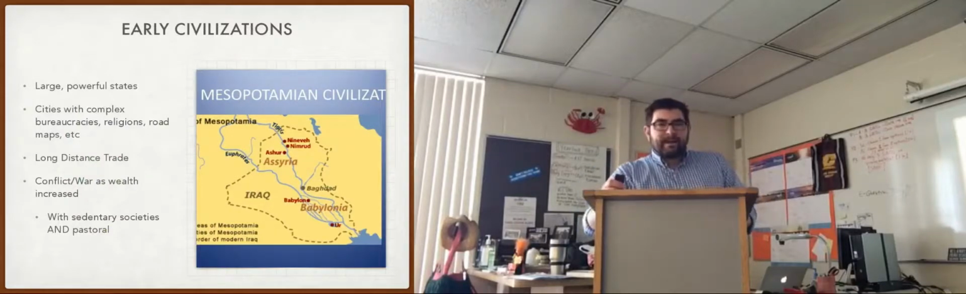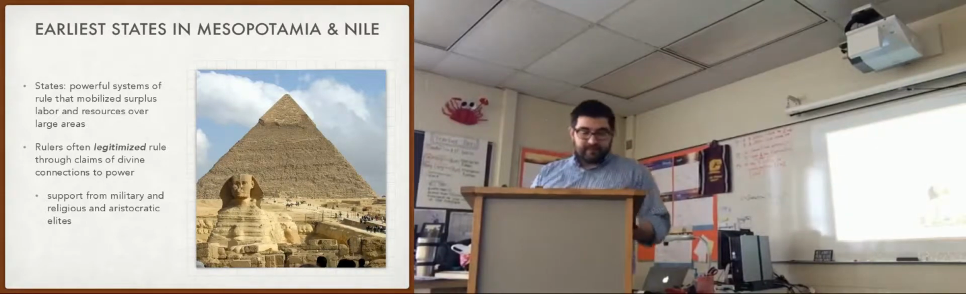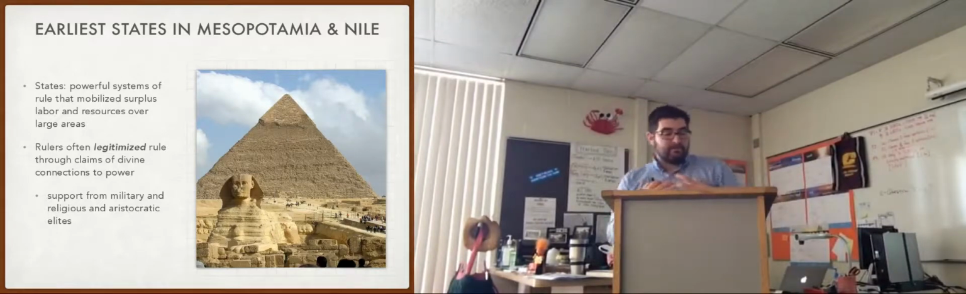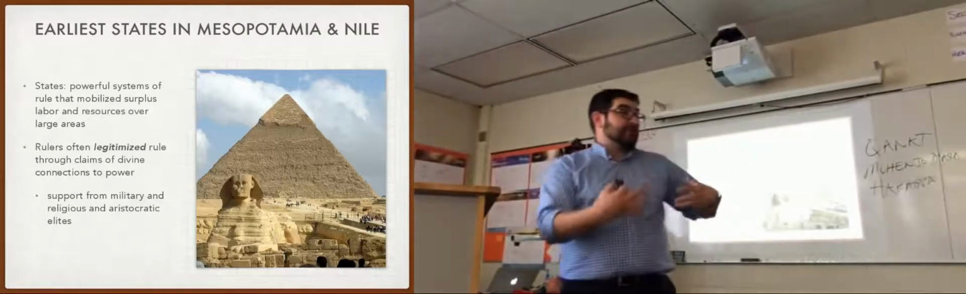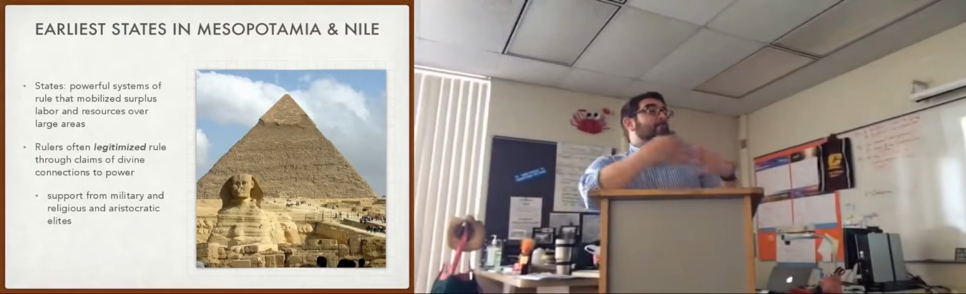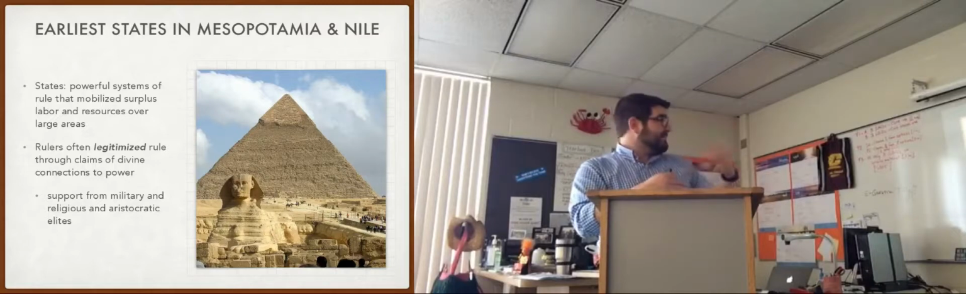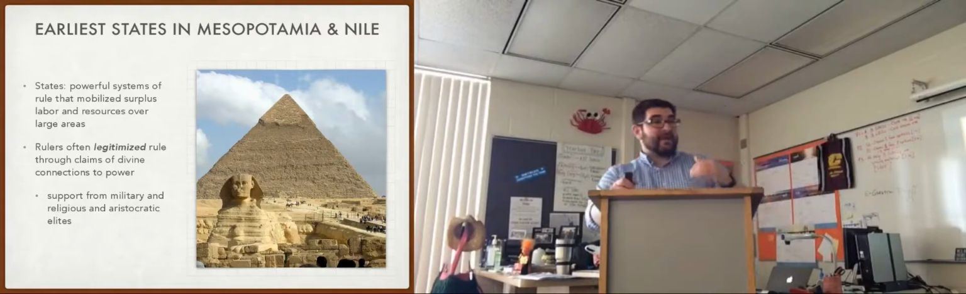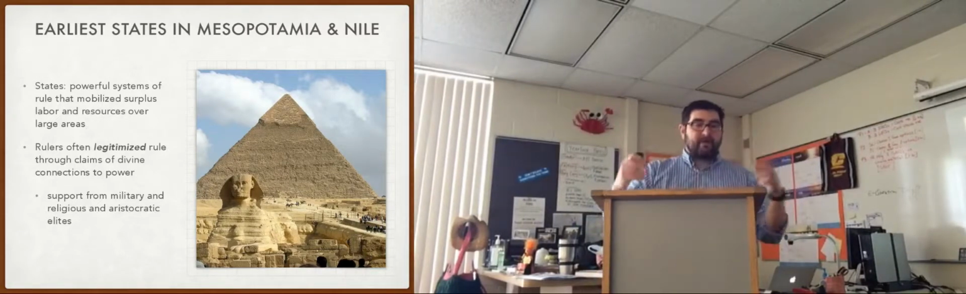I want to talk about a couple early states. A state is a powerful governmental system that is able to mobilize surplus labor, like extra workers, and mobilize the resources over a larger area. All right? So we're going to see the development of early state systems. Powerful systems that can use surplus labor and accumulate resources over bigger areas.